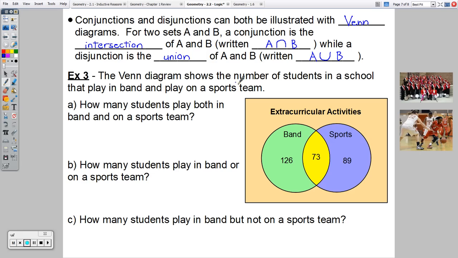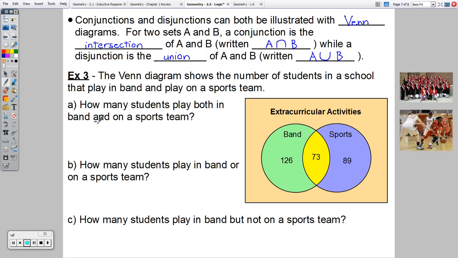And example 3, the Venn diagram shows the number of students in a school that play in band and play on a sports team. So we got some band members here, some sports team members. Some of them do both. Looks like we got either a lot of students at this school or a lot of really involved students at this school. Perhaps it's a small school, it just has a lot of involved students. That's a good thing right there. Extracurricular activities. How many students play both in band and on a sports team? And so we're looking for things that they have in common, things where they intersect.